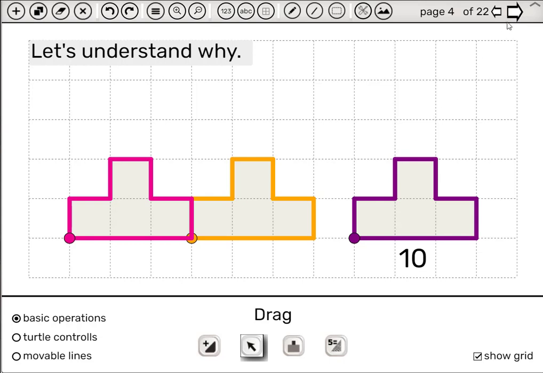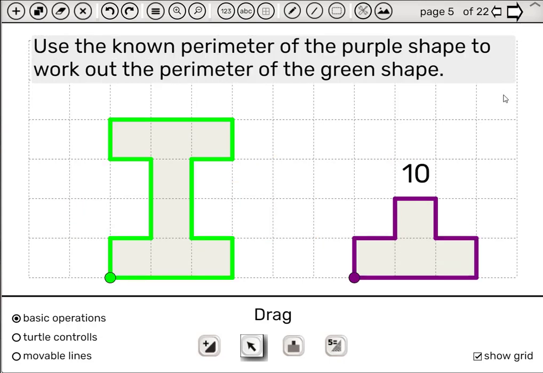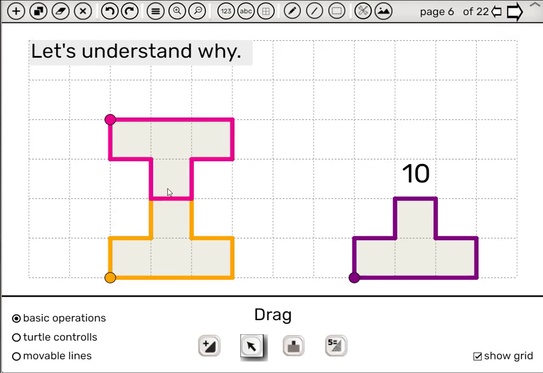Let's move on to the next question. Here we're still using the same shape, but combining two of them in a different way. In class, you can go through the same process of the students writing down their answer and then using the turtle controls to check if they got it right, and then have a class discussion. On this page and the next one, again we can separate the shapes and see the two unit lengths that are cancelled out.